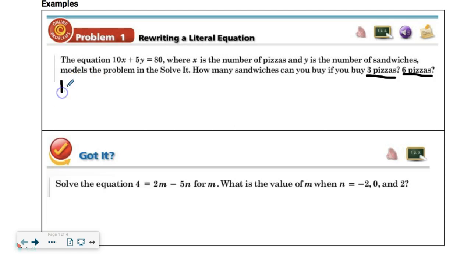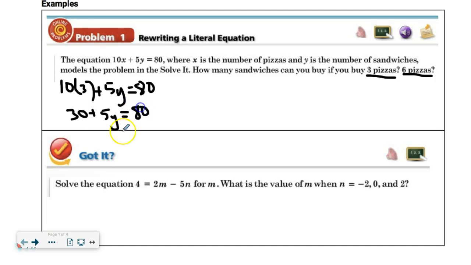First part, 10 times 3 plus 5y equals 80. 10 times 3 is 30, so I've got 30 plus 5y. I'm going to subtract 30 from both sides. That's going to give me 5y equals 50. And I'm going to divide both sides by 5, and that's going to give me y equals 10. So I should be able to buy 10 sandwiches when I'm buying 3 pizzas.